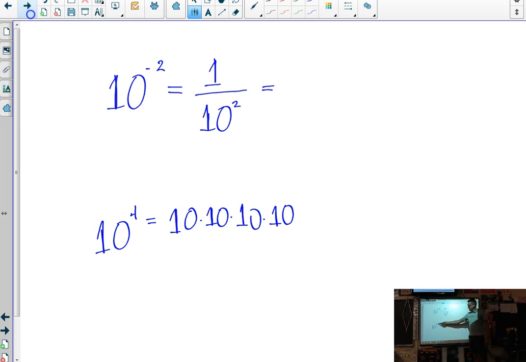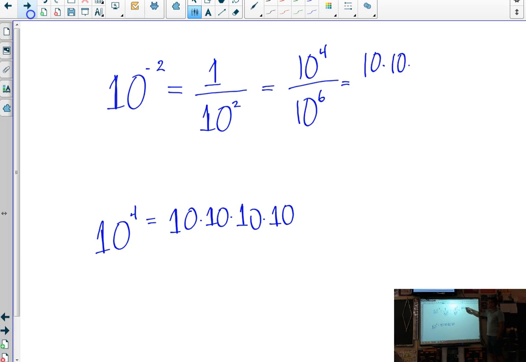So, exponents just mean repeated multiplication. So if I had, let's say, 10 to the 4th, you already told me that means 10 times 10 times 10 times 10. So that one looks really bad. And then 10 to the 6, likewise, 10 times 10 times 10 times 10 times 10 times 10.